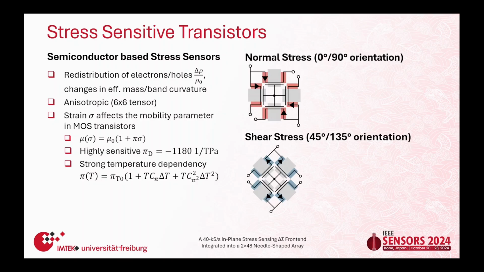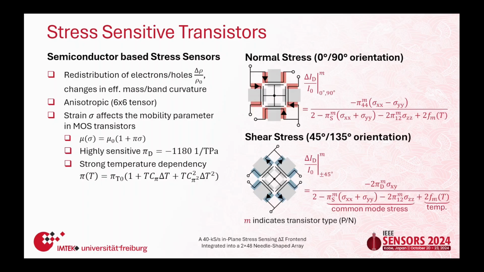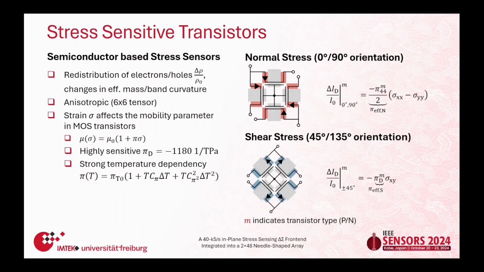If you're interested in sensing normal stress differences, you would arrange your transistors in that shape, going for 0 and 90 degrees, whereas if you're interested in shear stress, you would arrange your transistors at minus 45 and 45 degrees angles. I just want to mention that you only actually need 2 sensors, but 4 are better for matching. If you go through these equations, which can be simplified, and assume that the common mode stress is rather small, which is definitely valid in the range of, let's say, 100 to 200 megapascal, we can simplify to just a pi coefficient for every sensor type times the input stress.